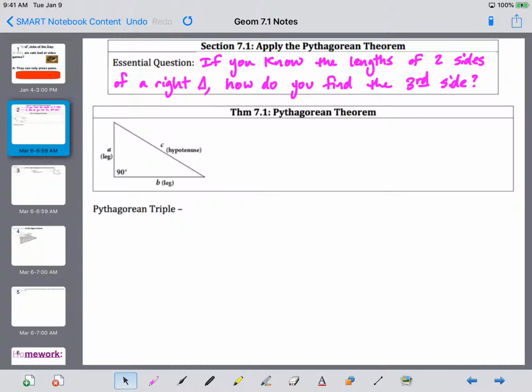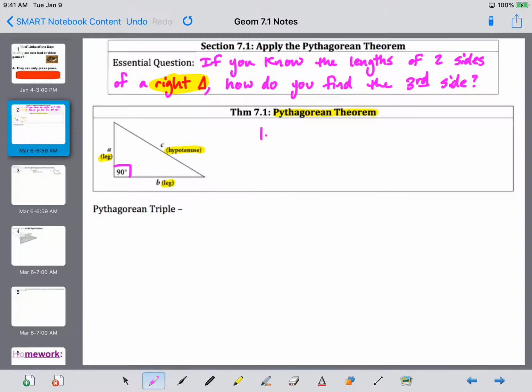The essential question tells us that if you know the lengths of two sides of a right triangle, so today we're going to focus on right triangles, how do you find the third side? One thing I'd like to point out in the Pythagorean theorem is you've probably heard a squared plus b squared equals c squared before. Just know that a and b are the legs, and c is always the hypotenuse, and this only works for right triangles.